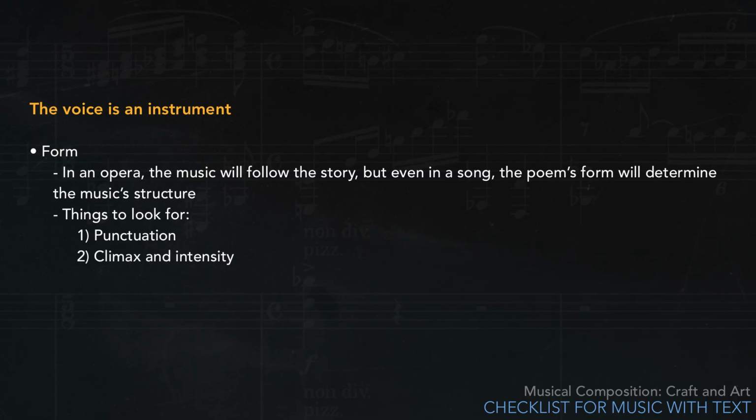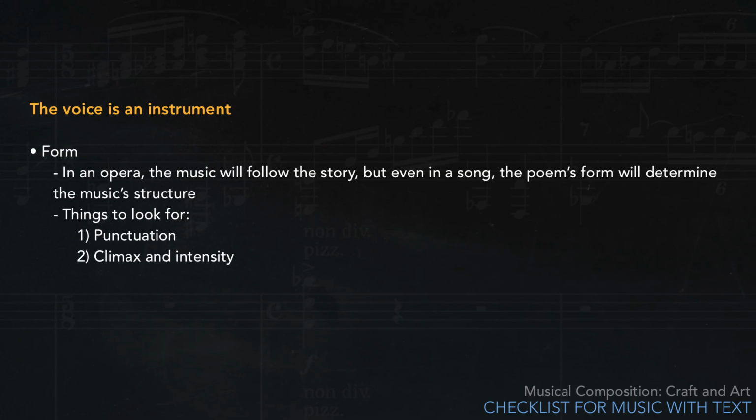Second, climax and intensity. Normally a poem has some kind of high point where one line or stanza brings it all together. The same thing should happen in the music. Contrast and intensity in the poem need to be reflected in the music. A listener who's following the text should not feel that something important is ignored, or that a less significant phrase in the text gets emphasized too much.